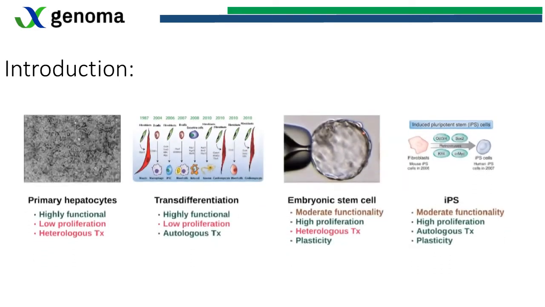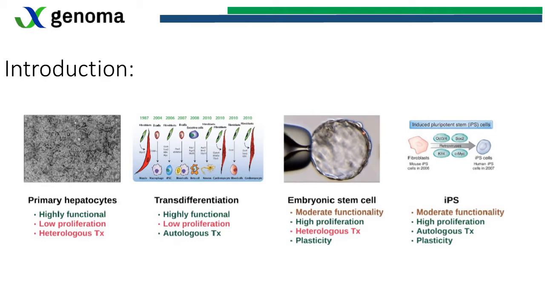So there are several options. Of course we have primary human hepatocytes, which are hepatocytes that are obtained from a diseased liver. They are highly functional because they are obtained from an adult individual. However, since they are terminally differentiated cells, they do not proliferate very well in culture, and they will always generate heterologous transplantation. So you will still face the same issues of immune rejection and immunosuppressor therapy.